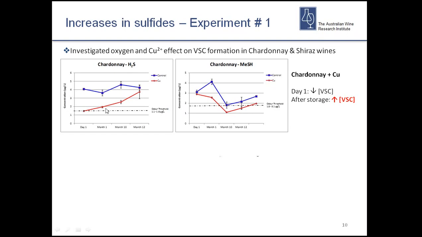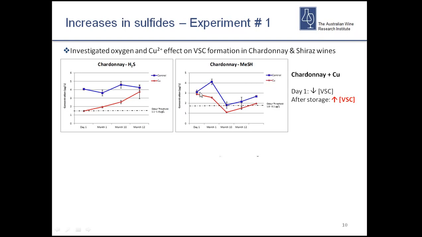But then slowly, over the course of the experiment, as the wine consumed the oxygen, you can see that the amount of hydrogen sulfide formed is changing quite a lot. So that reduced hydrogen sulfide didn't stay stable at a low concentration. It was actually increasing again over the course of the experiment.